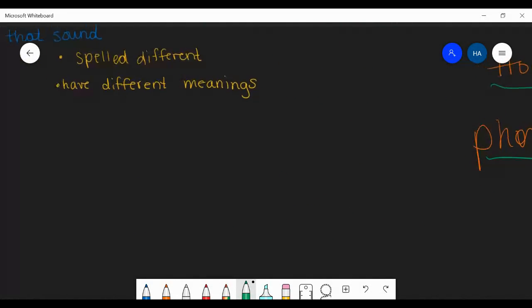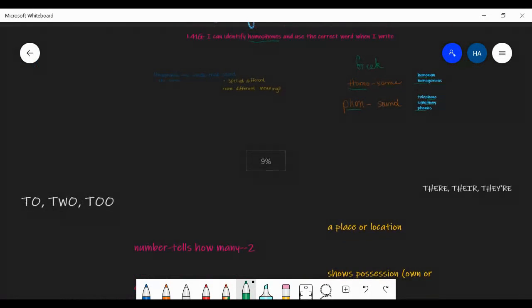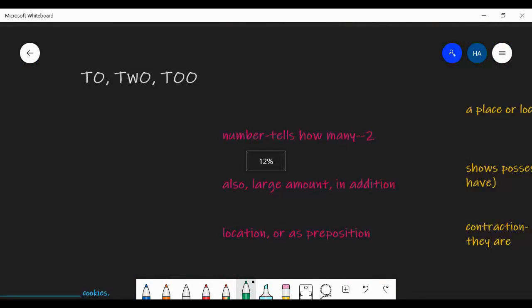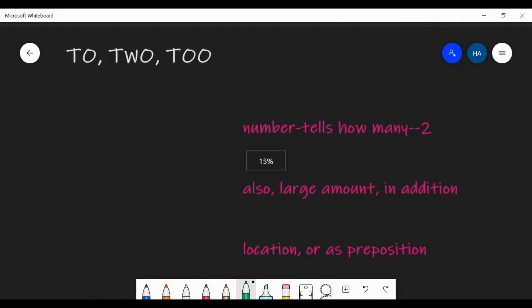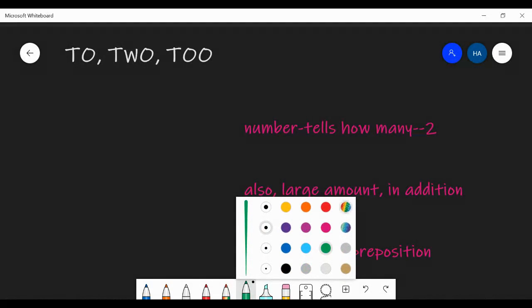The most common ones of these are to, too, and two. So we're going to start with that one. I know we've gone over this one quickly, but we're going to get a little bit more into depth, and I'm going to give you some notes and some friendly reminders to help you. So the first one is T-W-O, and that is the number or the word that says how many.